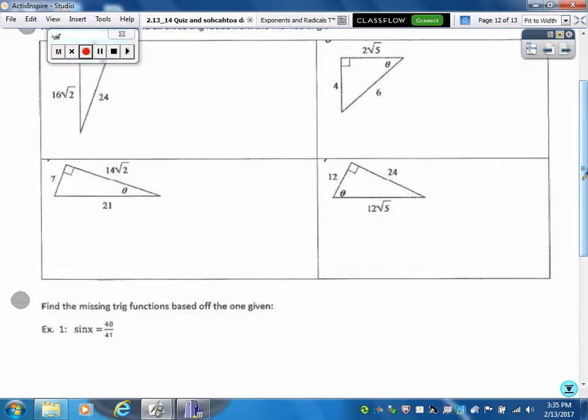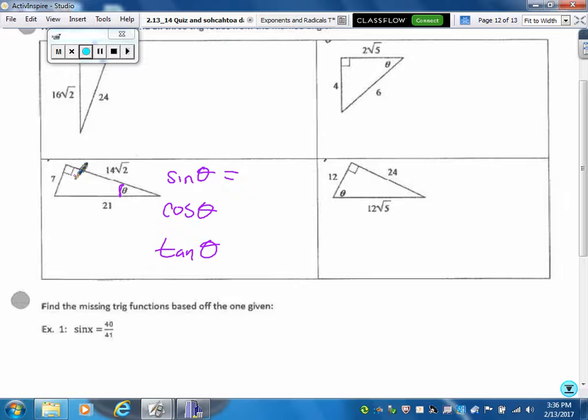So we're on this next problem right here. I've got my theta right there. I need my sine of it. I need my cosine of it, and I need my tangent of it. So I need to go ahead and label my sides. We've got our hypotenuse, across from my angle is my opposite, and then my adjacent is right there, side by side.